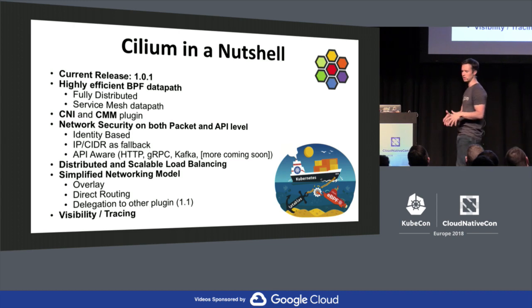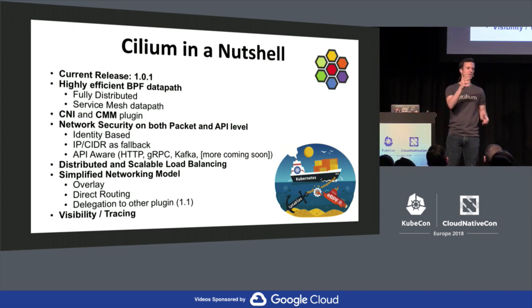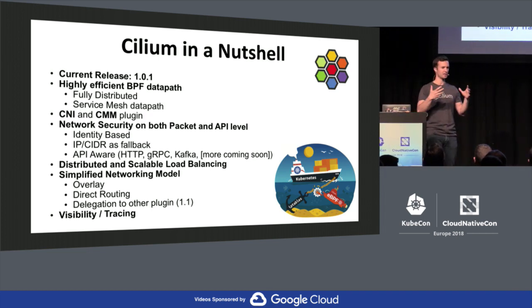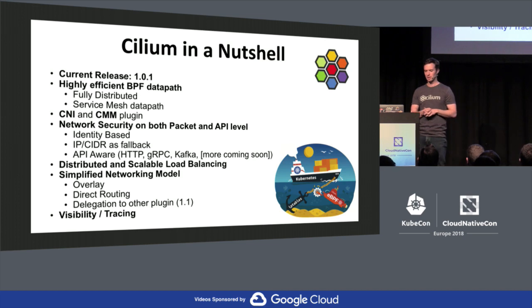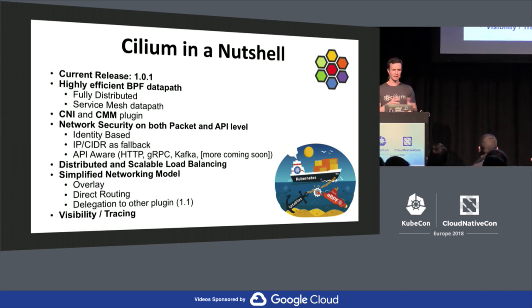We're actually generating a strong identity, and when a pod sends out packets, we're attaching the identity to the packet, and then we're verifying this identity instead of relying on source IP addresses. So similar to mutual TLS, I think this next wave of security cannot be IP-based, it has to be identity-based. Then we do distributed and scalable load balancing on L3, L4.